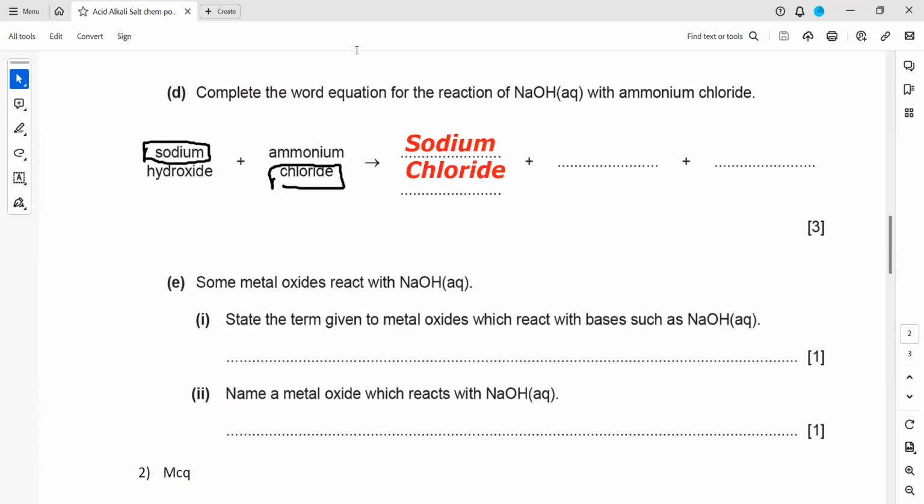Then ammonia and hydroxide will become ammonium hydroxide. But this ammonium hydroxide is not a stable compound. It decomposes into ammonia and water. So the product is actually sodium chloride plus ammonium hydroxide, but as ammonium hydroxide is not stable, it will break down into ammonia and water. That's why we say whenever ammonium salts are reacted with a base or an alkali, it will give off ammonia gas on heating.